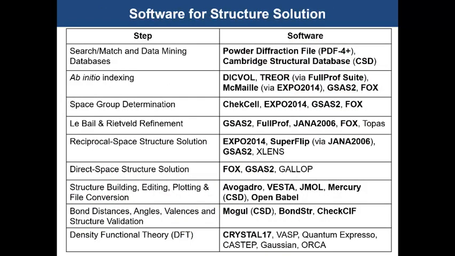All right, so here's a summary of some of the software I've mentioned. There's a lot of software on here. Most of this software is freeware, and I've focused predominantly on software I'm most familiar with. The exceptions to the freeware are at the very top and the very final steps. We had to pay for a license for Crystal, and you need to pay for licenses for the powder diffraction file and the Cambridge structural database.